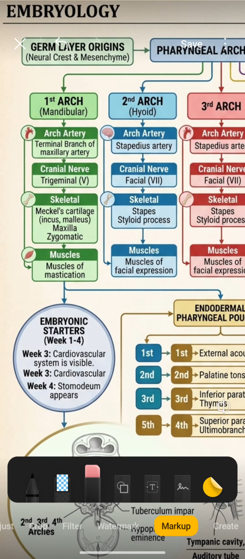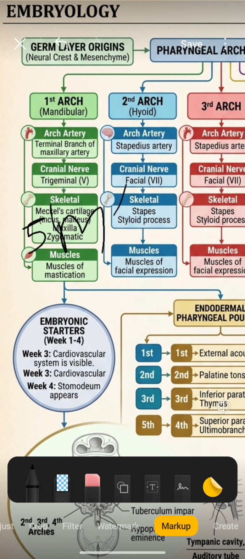What is derived from Meckel's cartilage? Incus and malleus. Some part of the maxilla is derived from the first arch, and some part of the mandible as well. How do you remember the 5 M's?